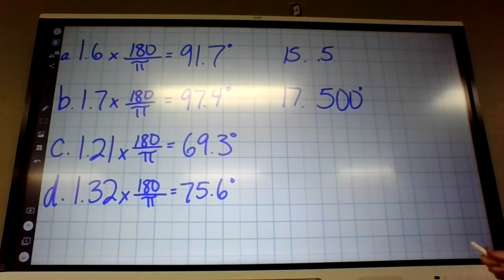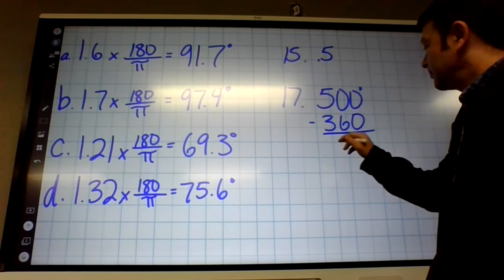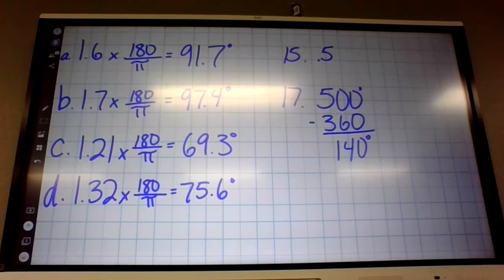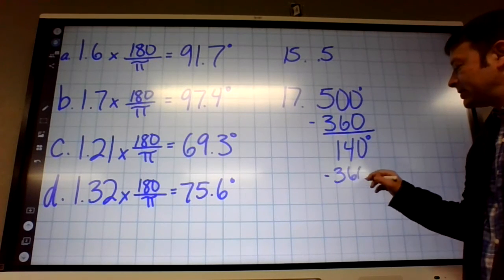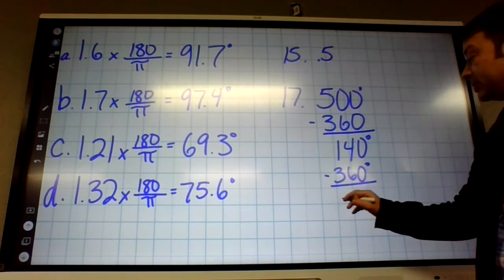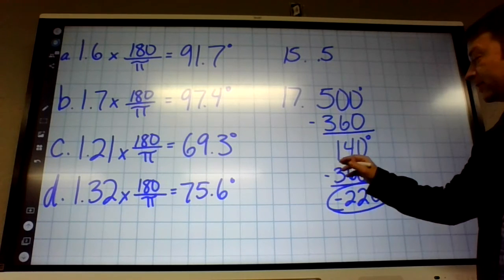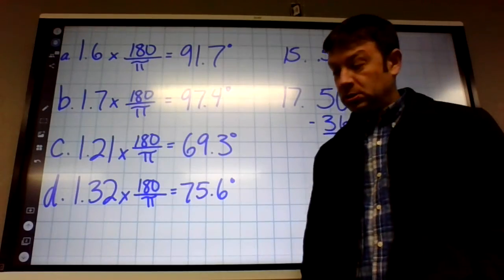So if you subtract 360, you get 140. 140 is coterminal with 500. How could I find a negative angle? Keep going. Subtract another 360. So that would be negative 220. So there's one negative and one positive coterminal angle. That's just A. Okay, B.